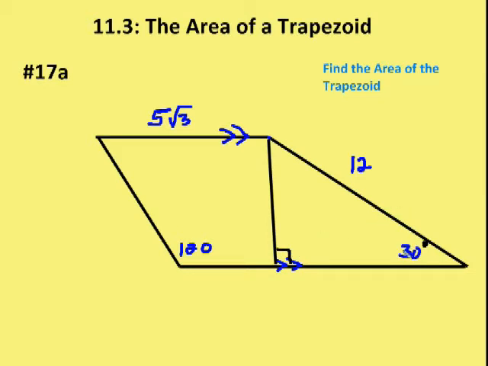I have a 30-degree side, and I have a 60-degree side. I know the 30-degree side is going to be half of the length of the hypotenuse, so I know that the height now is 6. And I know that this length here is 6√3. Now I'm going to drop another altitude. In this case, I'm going to raise it.